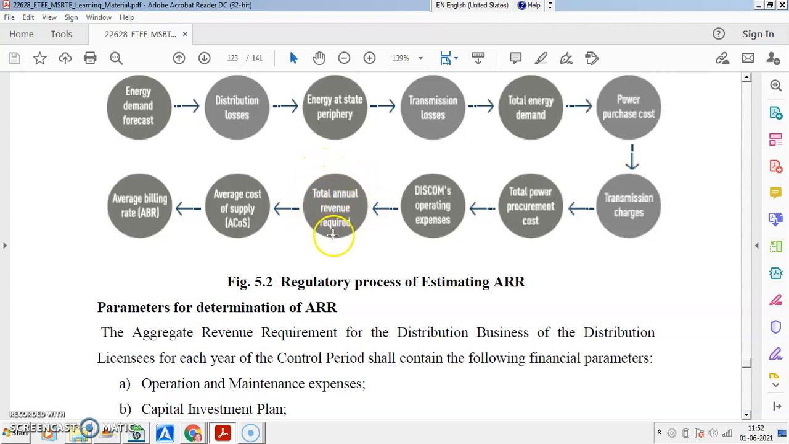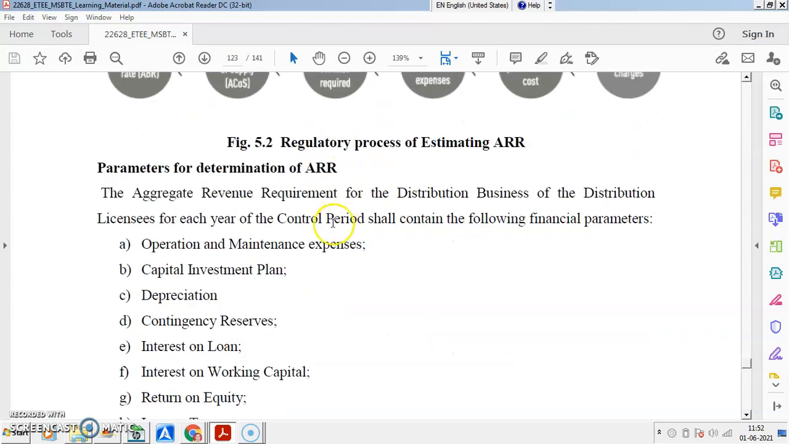This parameter is very important: annual revenue requirement, or aggregate revenue requirement. See how many parameters you have to consider.